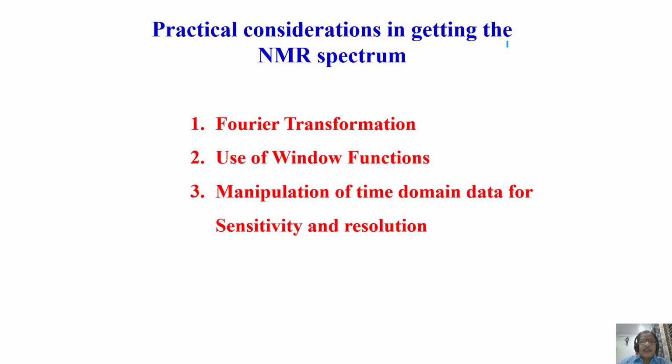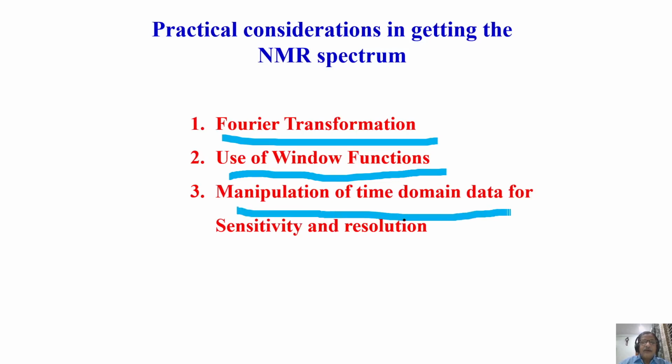There are certain practical considerations in getting the spectrum while processing the data. Of course, we should know we have to do the Fourier transformation. And after getting the spectrum, sometimes we use window functions. What are these window functions? Why are they used? We will discuss. And we can manipulate time domain data either to achieve sensitivity or resolution or both. So these are some of the points we need to discuss. Let us start with Fourier transformation.